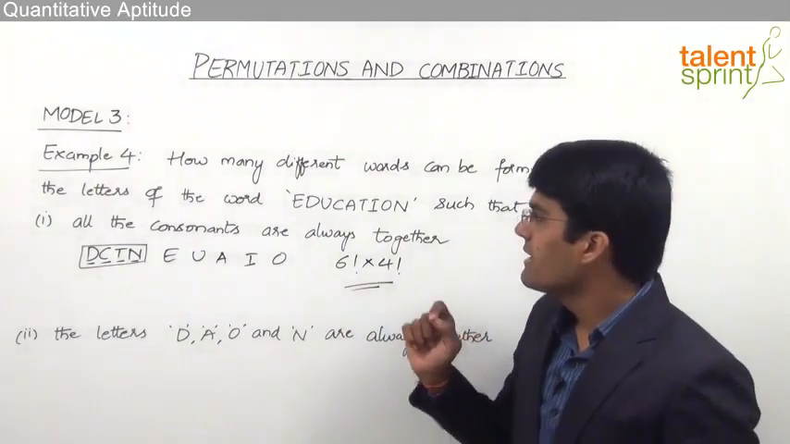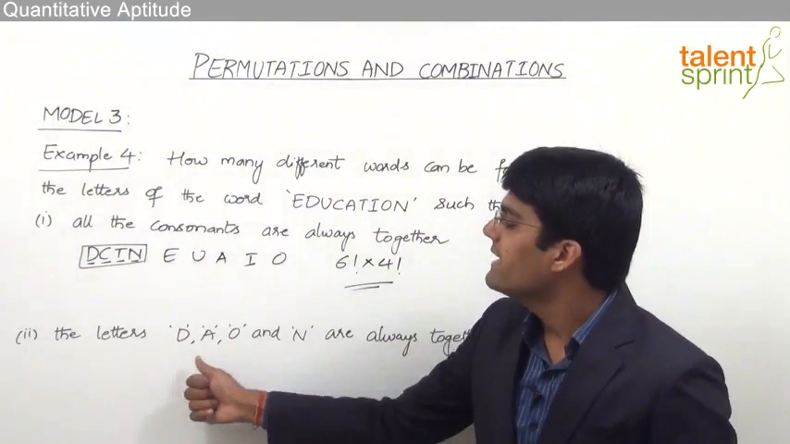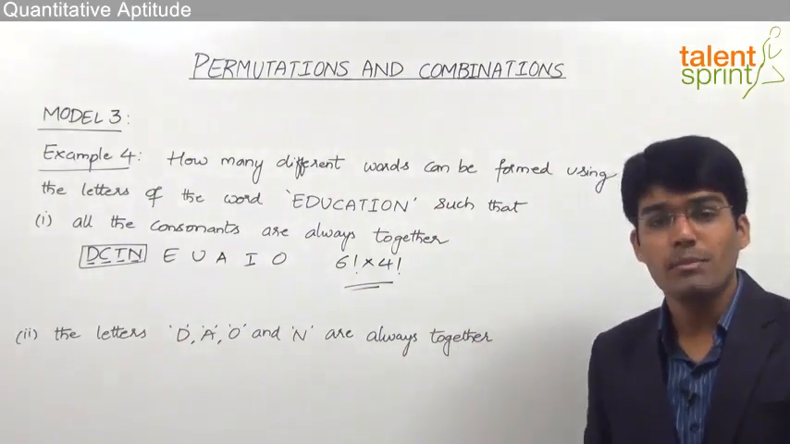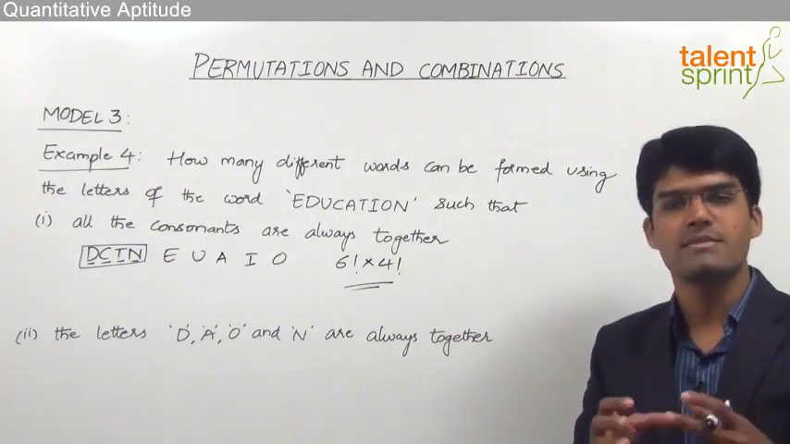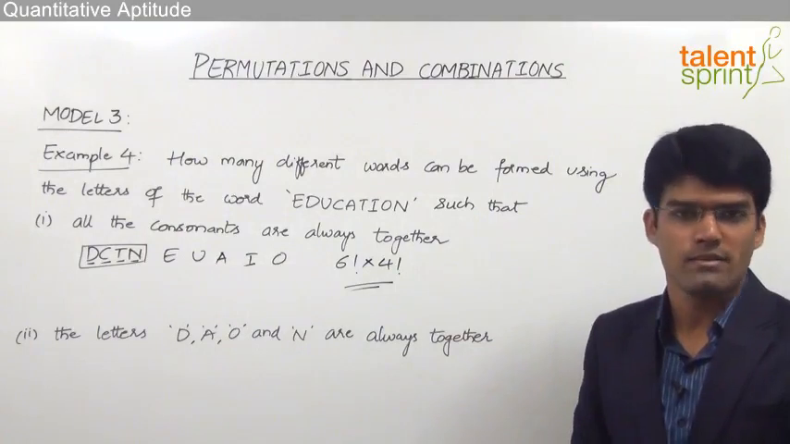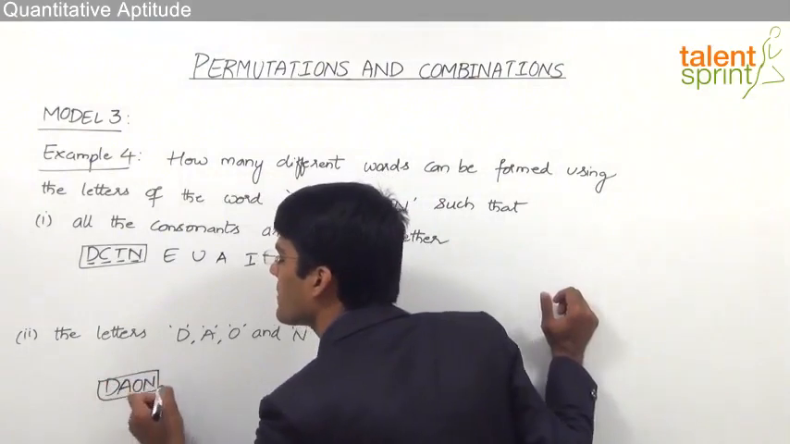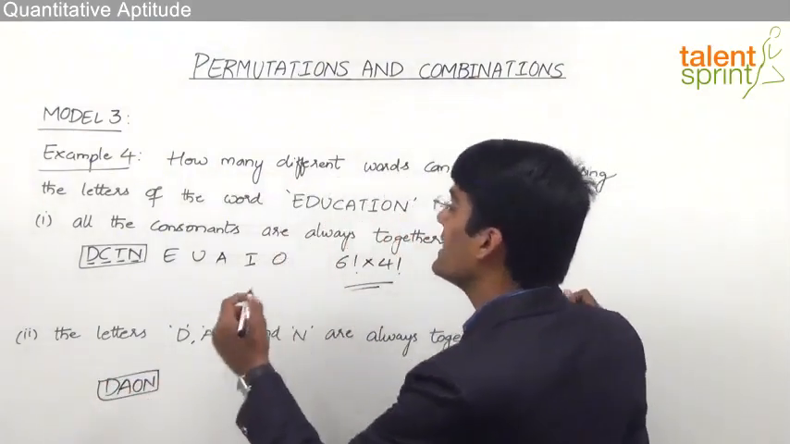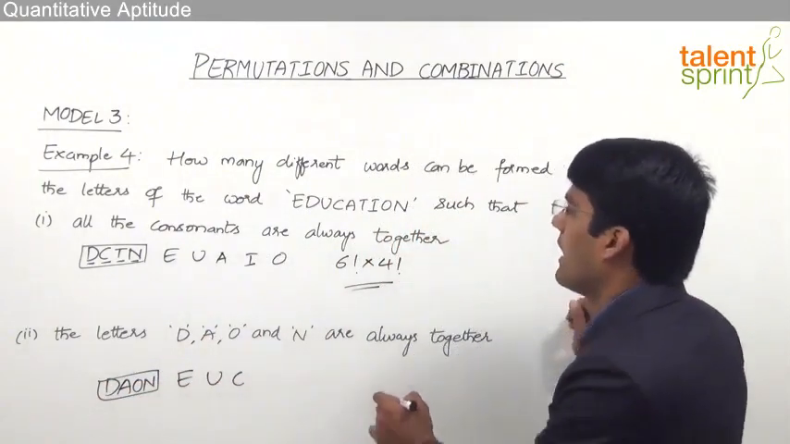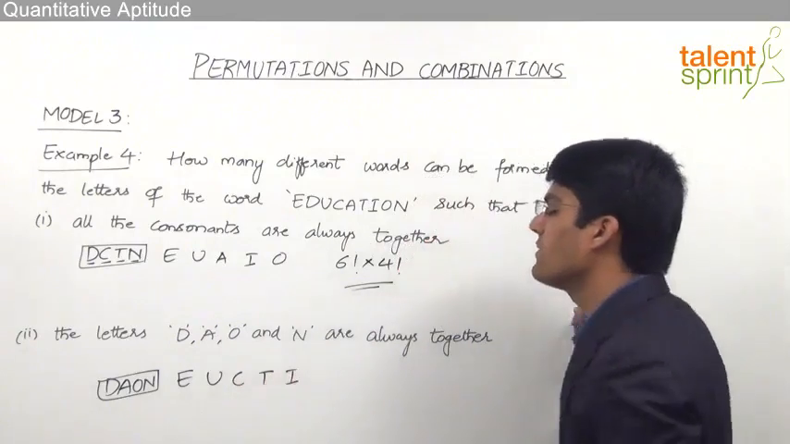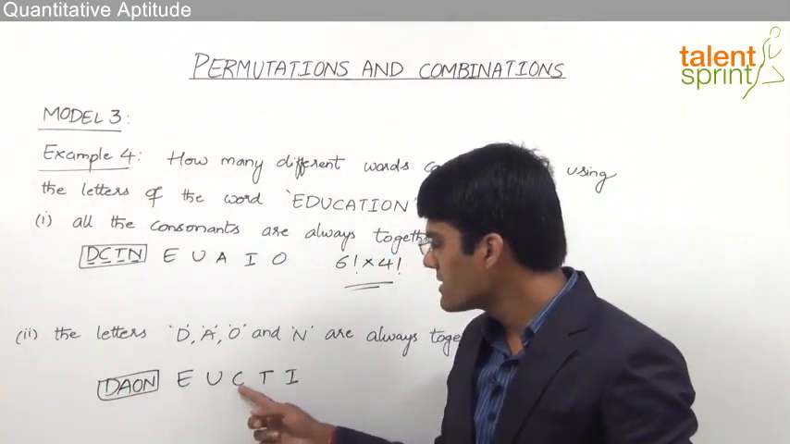Similarly, the second question says how many different words can be formed using the letters of the word education such that the letters D, A, O and N are always together. Now here particular letters have been specified. It is not like vowels have to be together or consonants have to be together. Some set of letters have been given which have to be together. So what do we do? Again join all of them. D, A, O, N is only one letter. These are not 4 different letters. It's only one letter. Remaining letters are E, U, C, T and I. So we find that D, A, O, N have come together as the first letter. Then remaining are E, U, C, T and I.